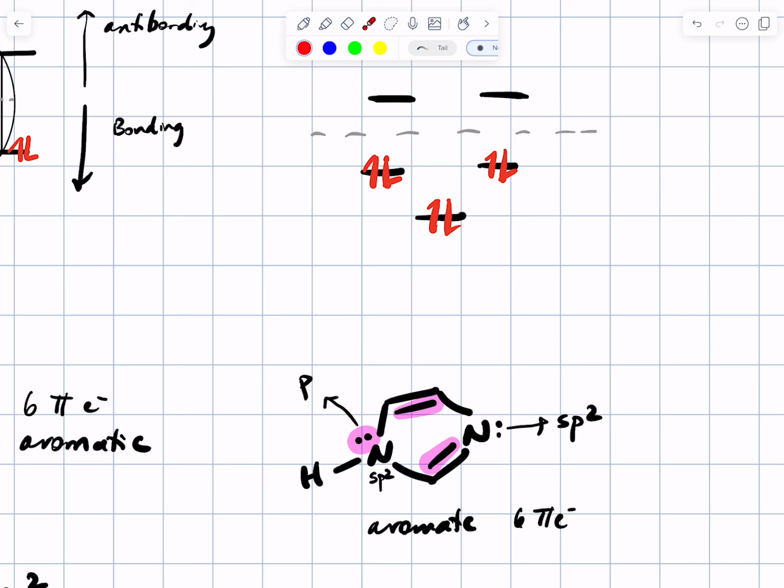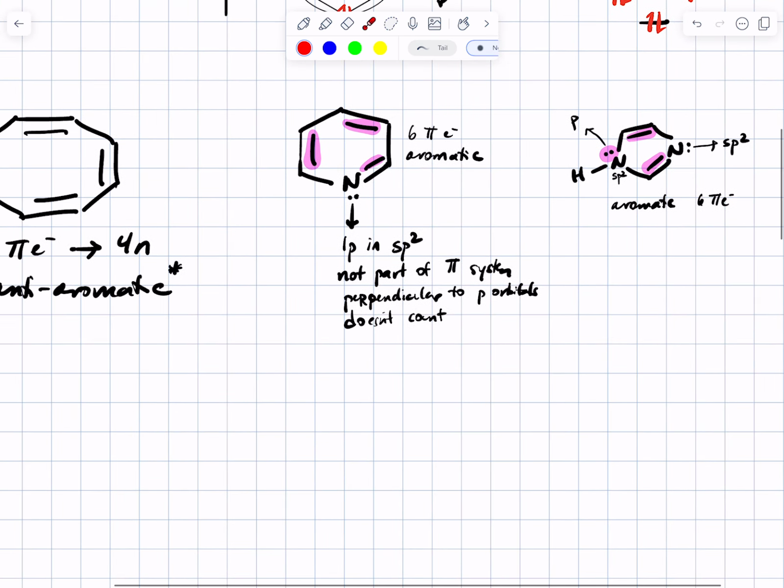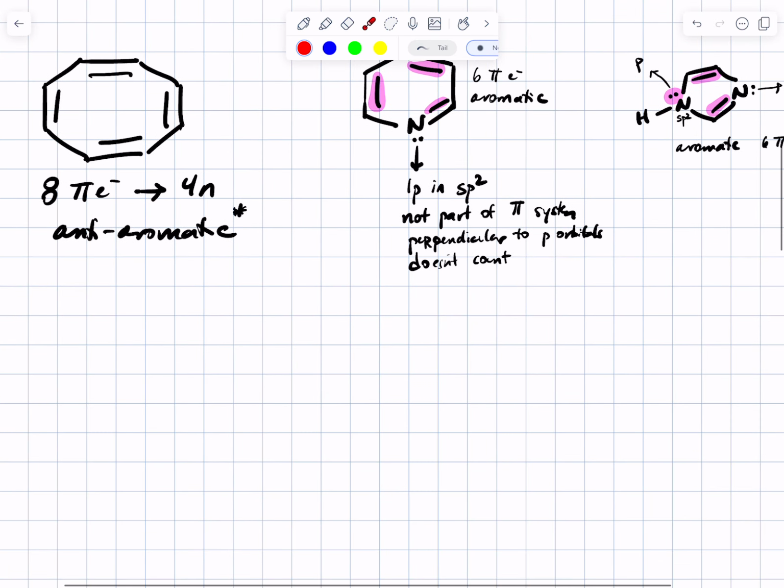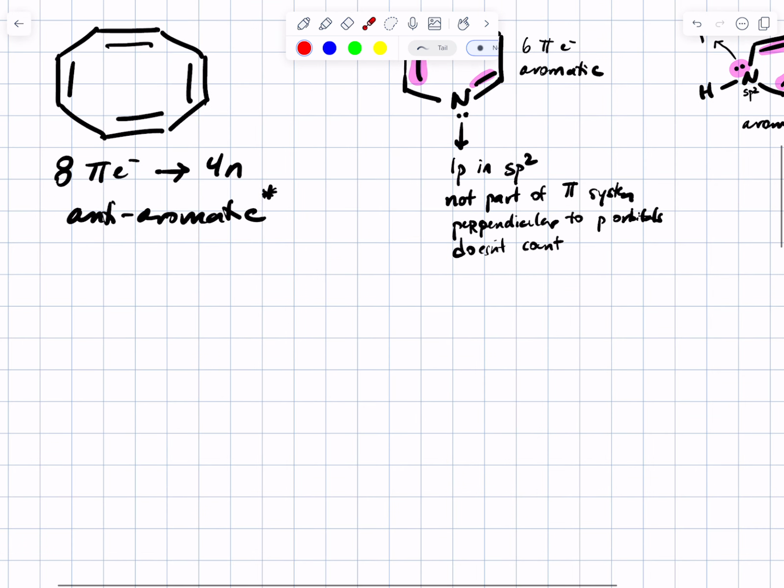Yeah. So if it's an oxygen atom that's adjacent to a pi bond, and it has 2 pairs of electrons, would both pairs count as pi electrons? Yeah, so let's do an example of that.